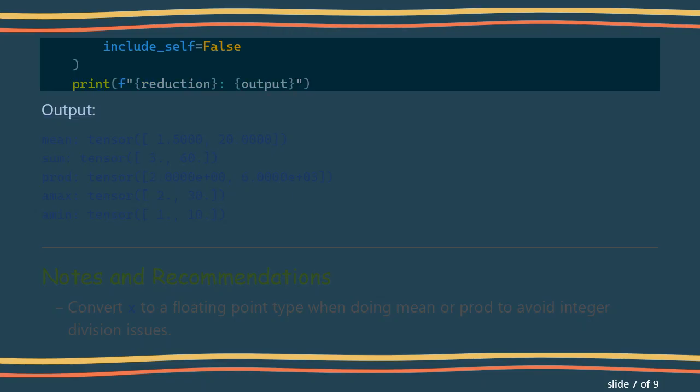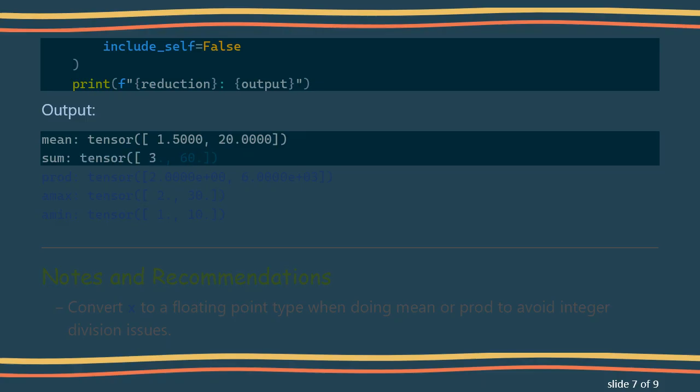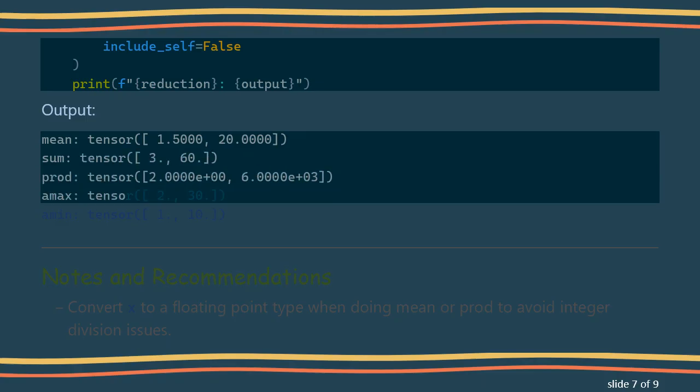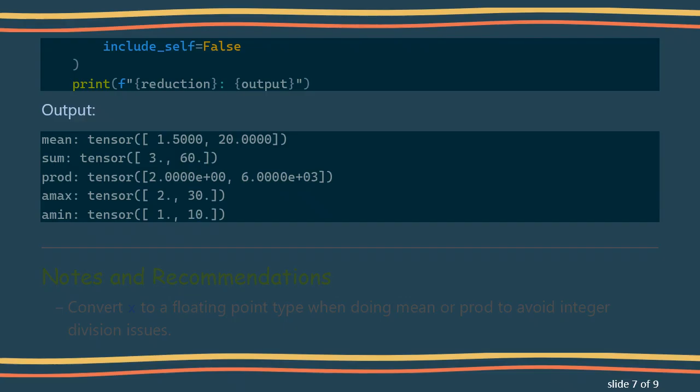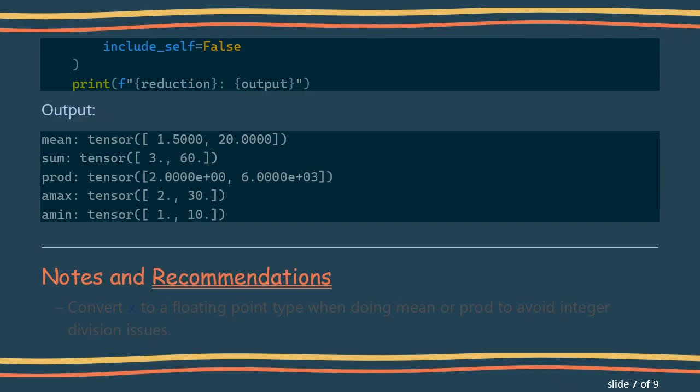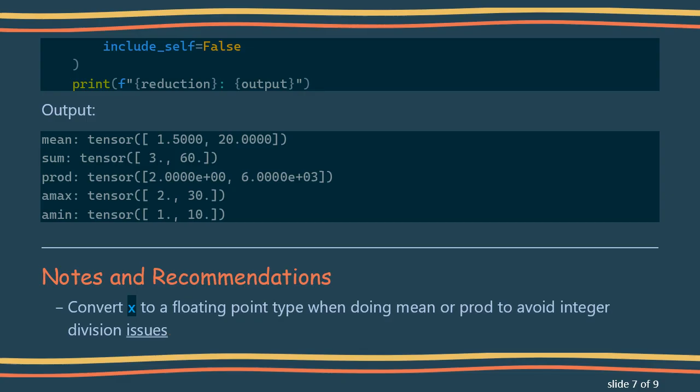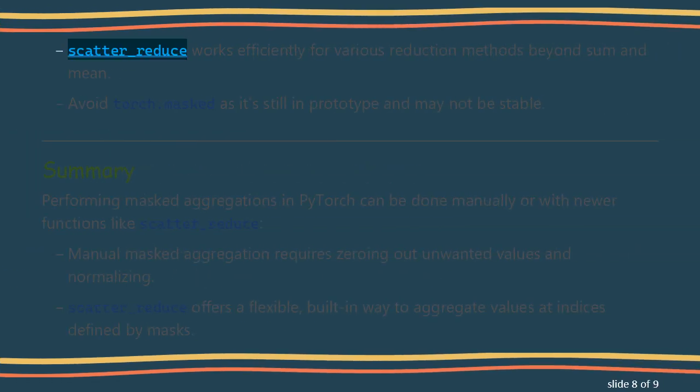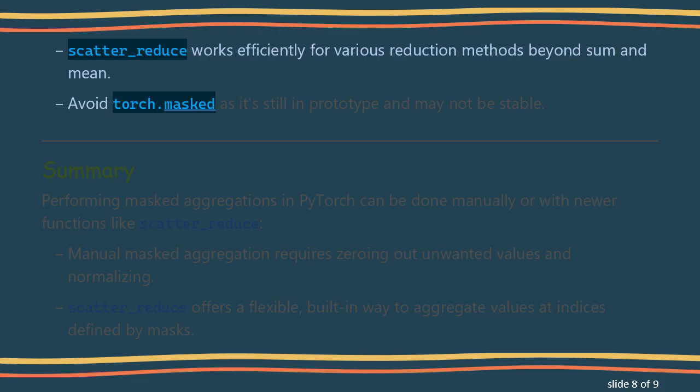Output. Notes and recommendations. Convert x to a floating point type when doing mean or prod to avoid integer division issues. scatter_reduce works efficiently for various reduction methods beyond sum and mean. Avoid torch.masked as it's still in prototype and may not be stable.